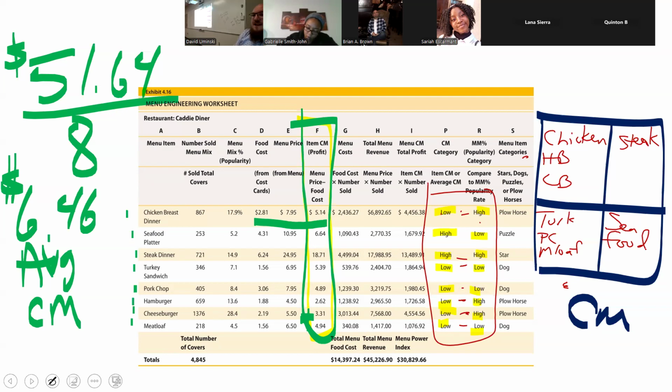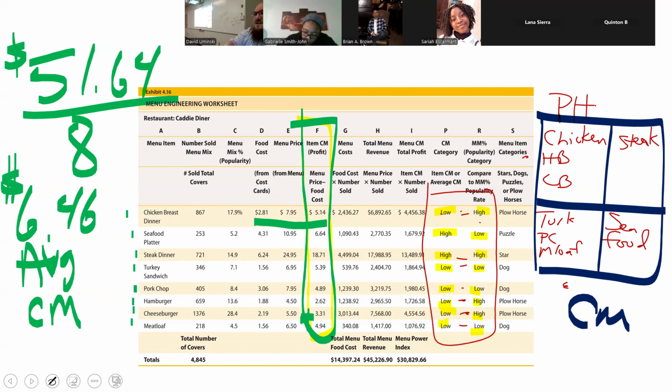Now, just because we have a dog, does that mean we get rid of it and kick it to the curb? No, not at all. There's reasons why we might have dogs. What would be a reason, looking at this menu, why do you think some of these are dogs and not stars? The hamburger and cheeseburger. So the hamburger and cheeseburger are the plow horses. They're in the top left-hand corner.